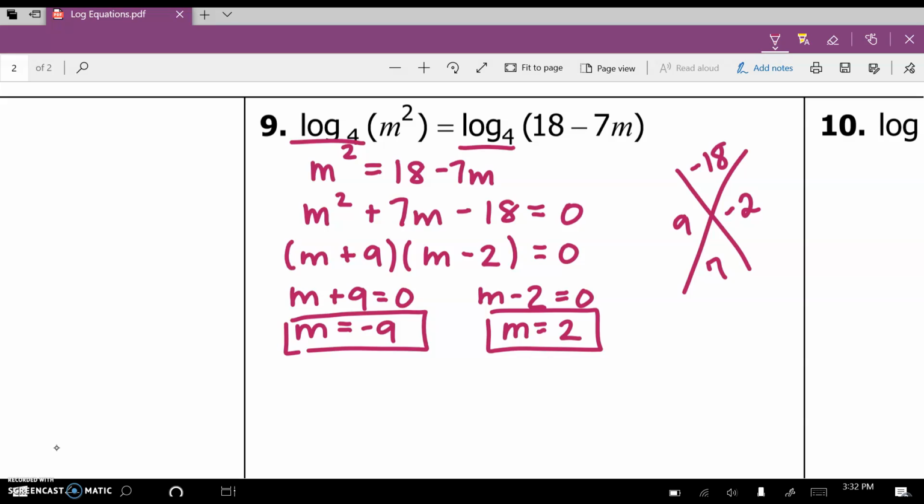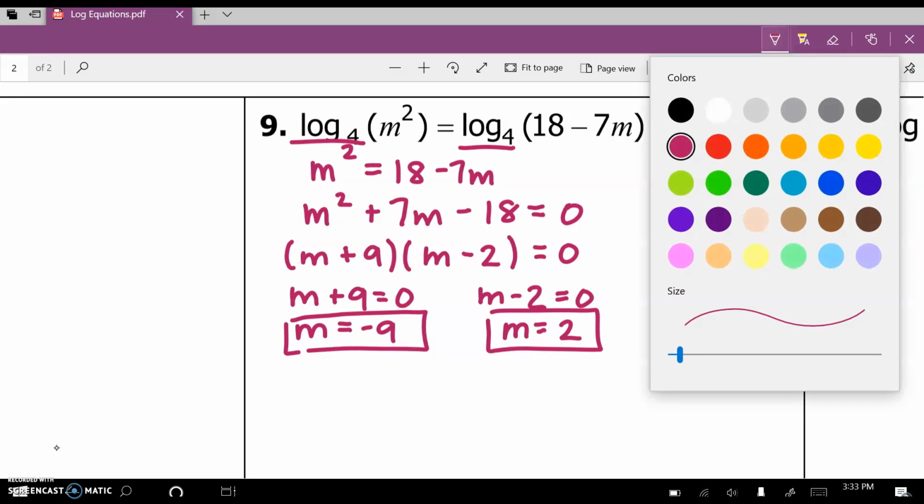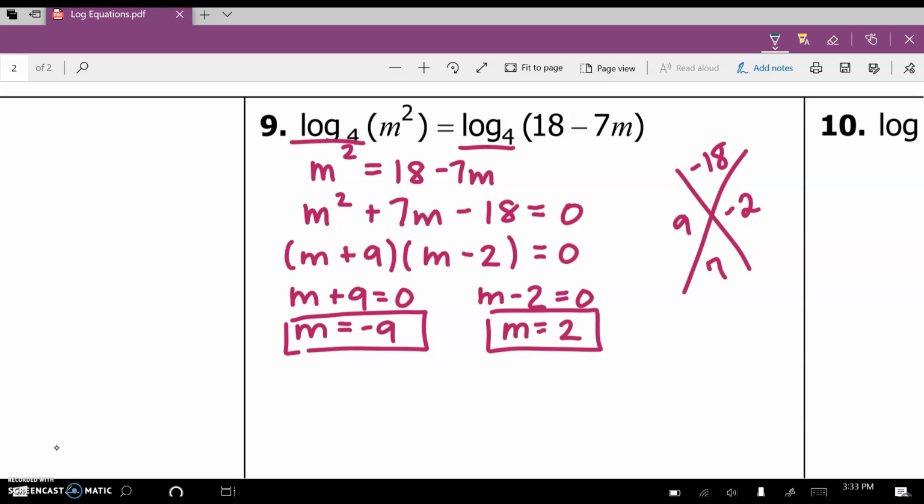So, for m, negative 9, I'm going to plug in negative 9 on both sides. So first I would have squared. So negative 9 squared equals 18 minus 7 times negative 9. So negative 9 squared is 81. And then 18 minus 7 times negative 9 is, again, 81. So that one checks out. Negative 9 is good. Then let's try 2.